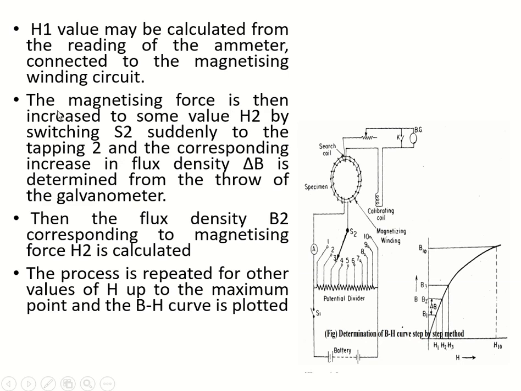The magnetizing force is then increased to some value H2 by suddenly switching S2 to tapping 2. So connect S2 to the second tapping, the resistance decreases and the current increases. The corresponding flux density change delta B is noted. Then the flux density B2 corresponding to the magnetizing force H2 is calculated. That is, you can calculate B2 from the ballistic galvanometer. The process is repeated for other values of H up to the maximum point. That is, increase the value of current by moving switch S2 to different positions. You will get the BH curve. Thank you.